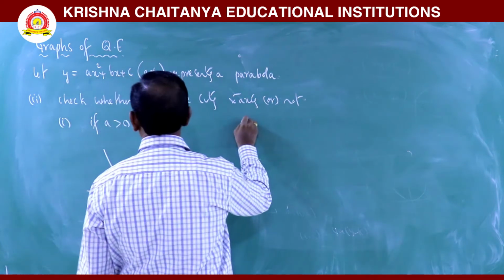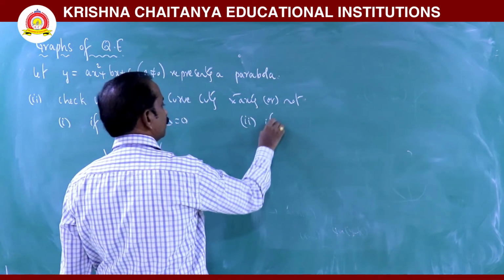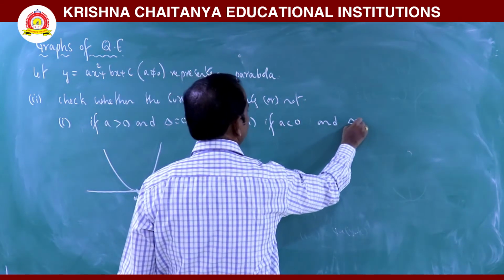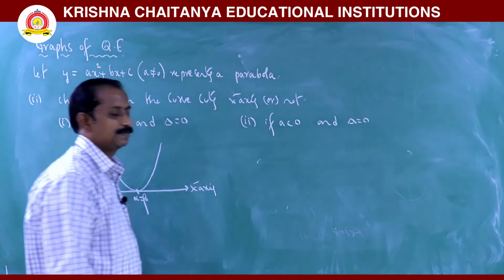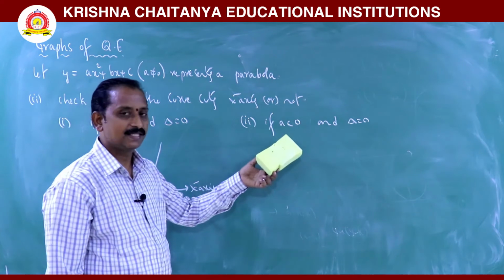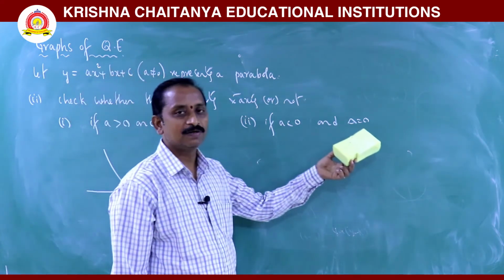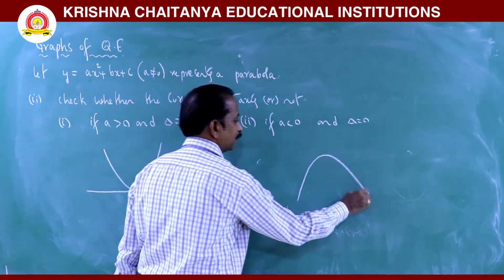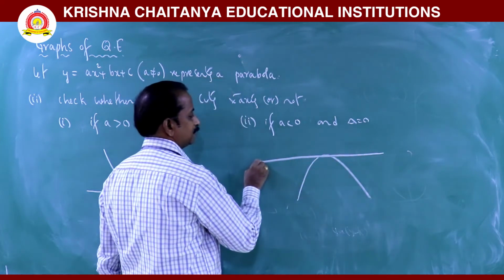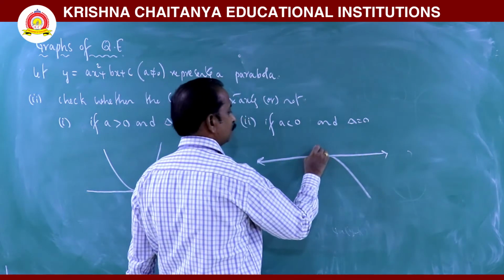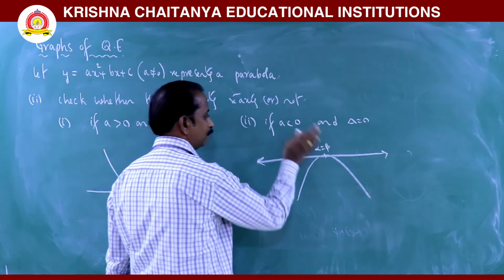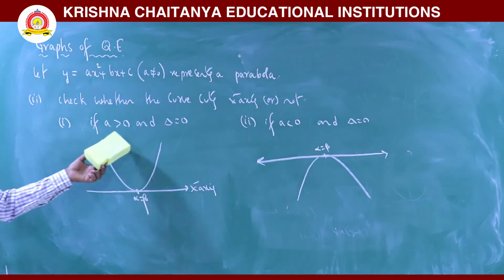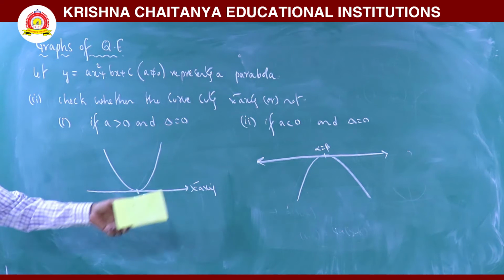If A less than 0 and delta is equal to 0, A less than 0 means open downwards, delta is equal to 0 means equal roots. So the shape of the curve is like this, this is the x-axis. Now, the roots coincide, alpha is equal to beta, open downwards. So when A less than 0, delta is equal to 0, and when A greater than 0, delta is equal to 0, the shapes are like this.